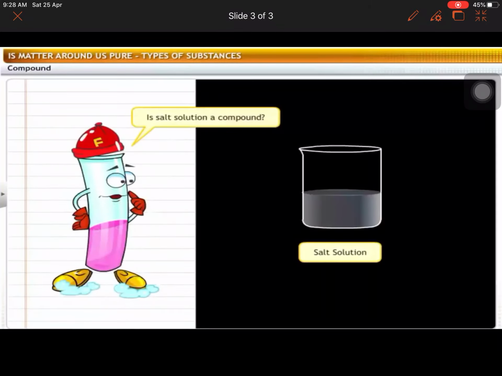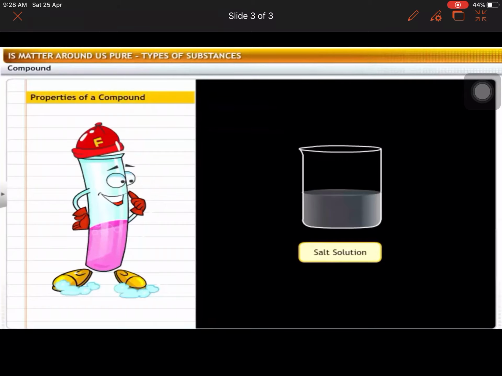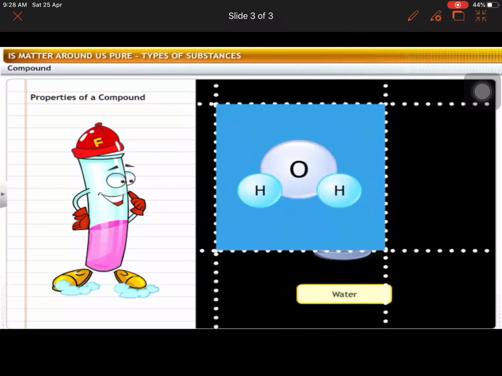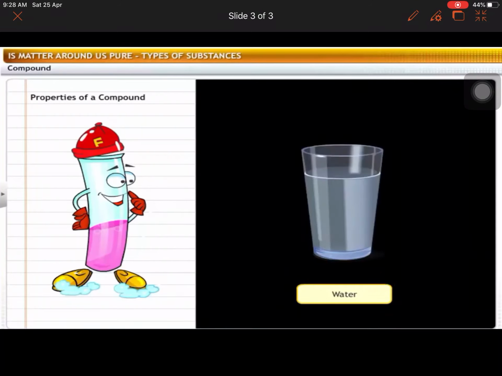Is salt solution a compound? No, it is not. Even compounds have properties similar to those of elements. Compounds are composed of two or more elements which are chemically bound with one another in fixed proportions. Let's look at some of the characteristics of compounds.